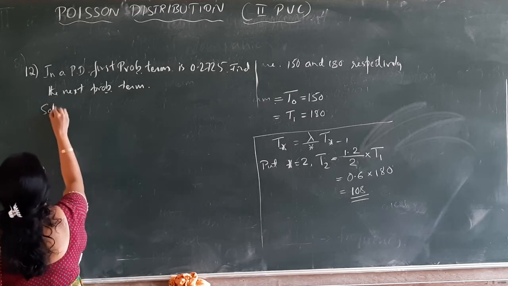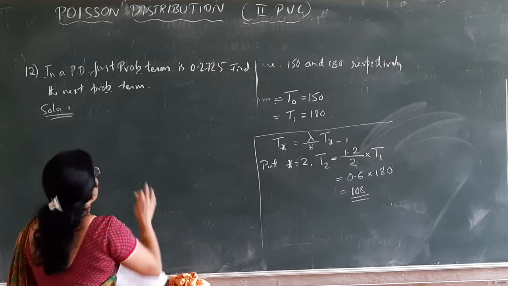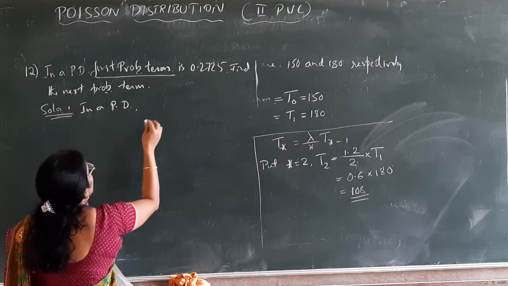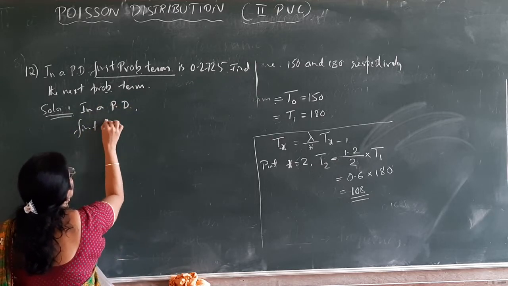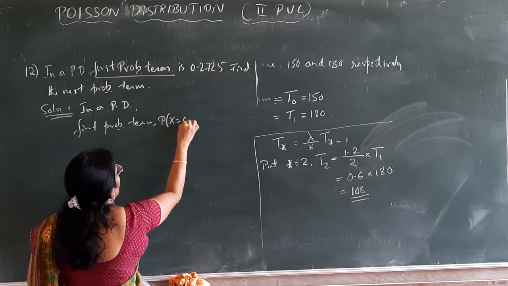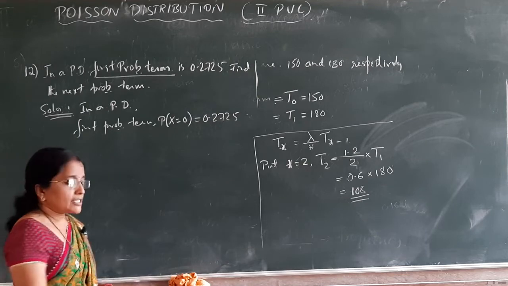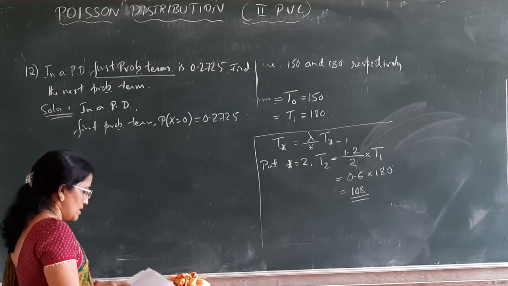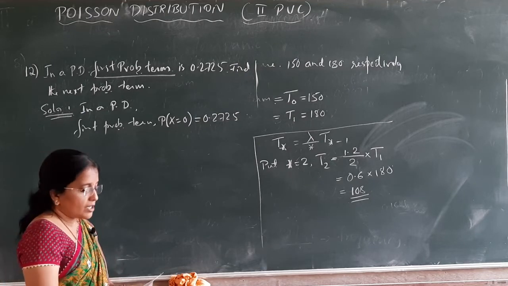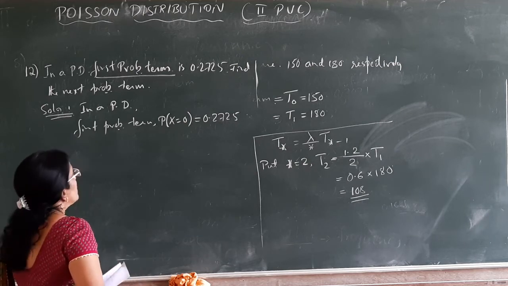Now what is given here? In a Poisson distribution, first probability term is P of x equal to 0, which is equal to 0.2725. It is asked to find the next probability term. Next probability term is nothing but the second probability term. Second probability term is P of x is equal to 1.